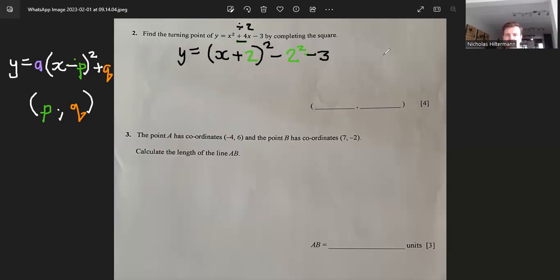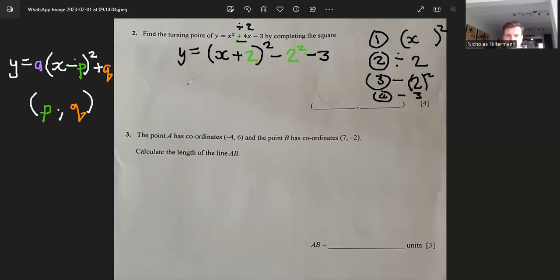Okay, so let's go through those steps. The first step is we make our bracket squared like this, and we put our x here. Then the second step is we divide the number in front of the x by 2. Then the third step is we minus that 2 squared. And then the fourth step is we just minus the 3.